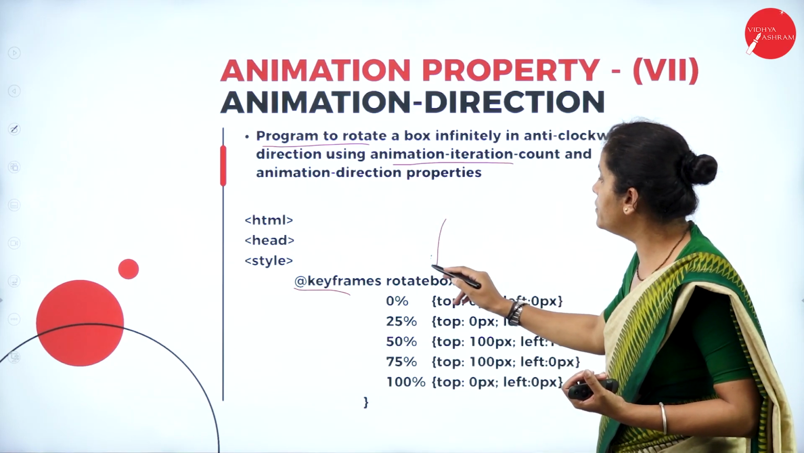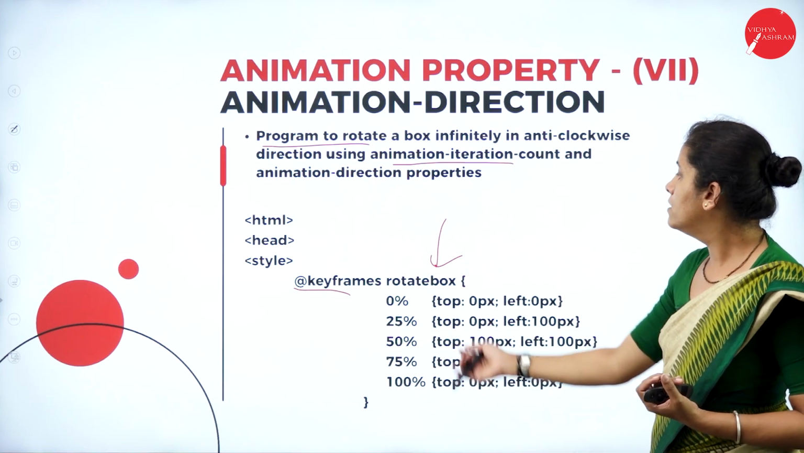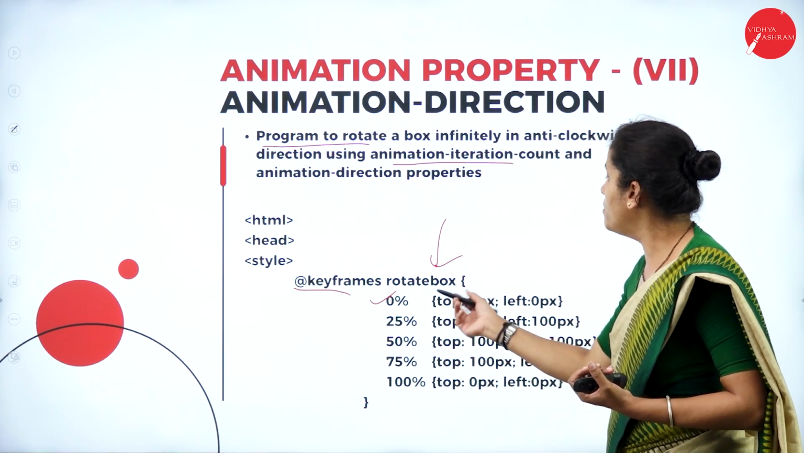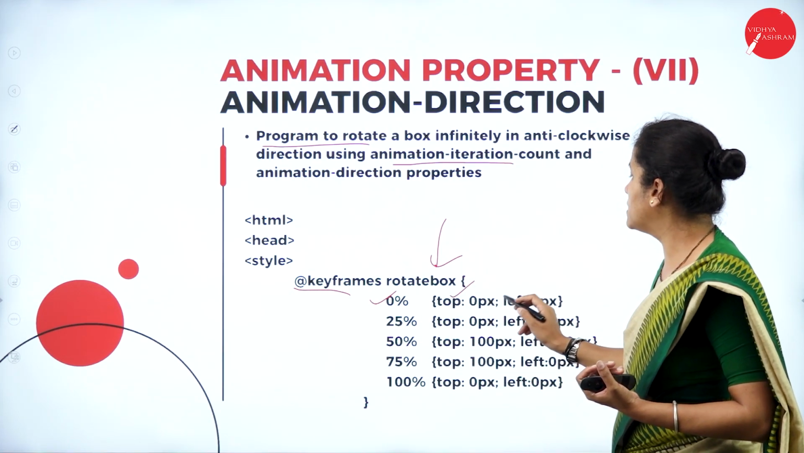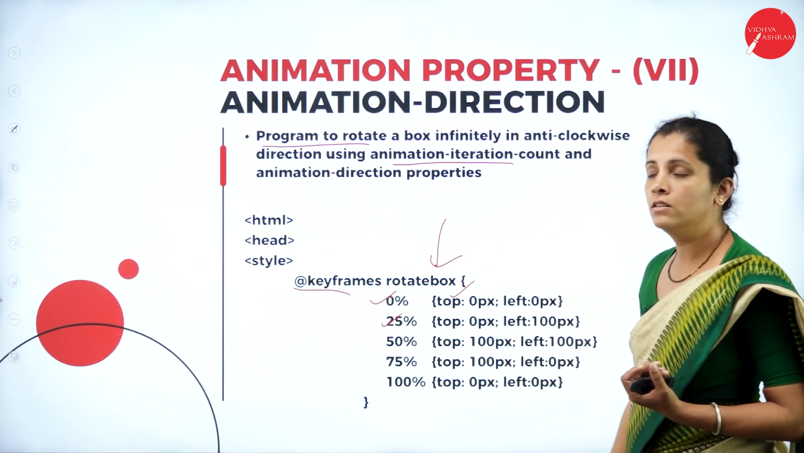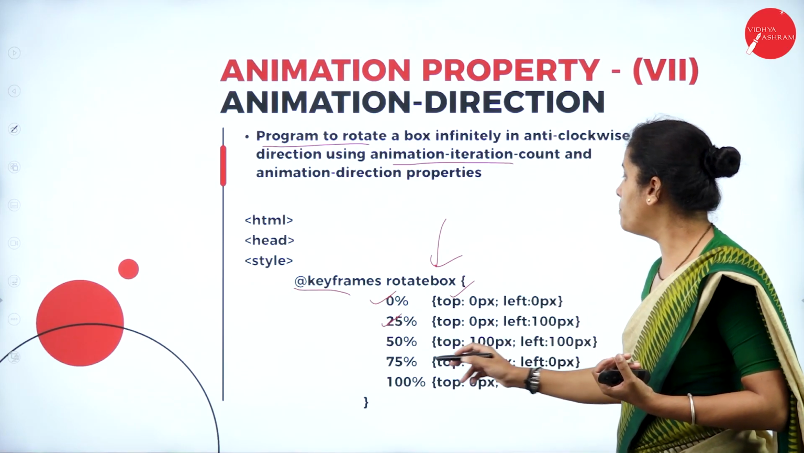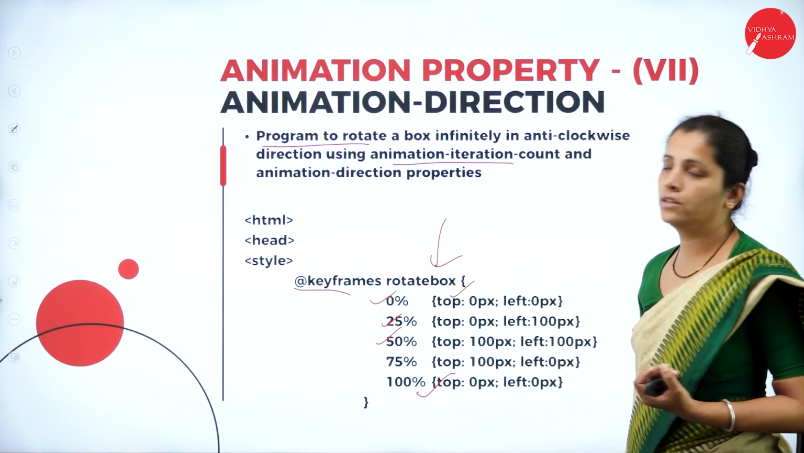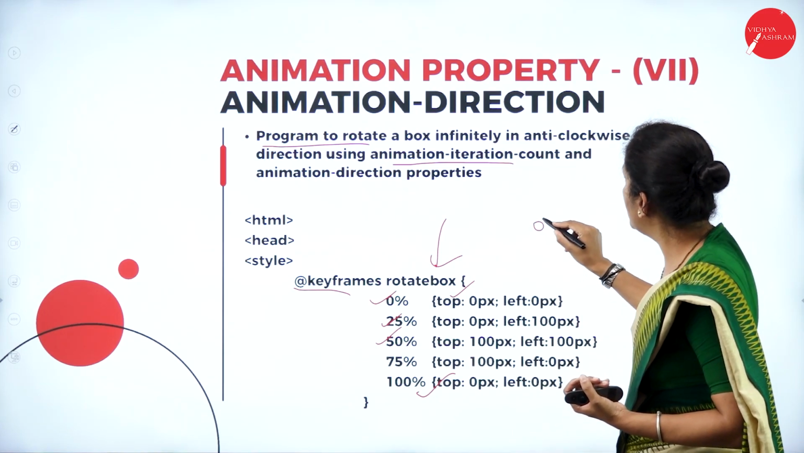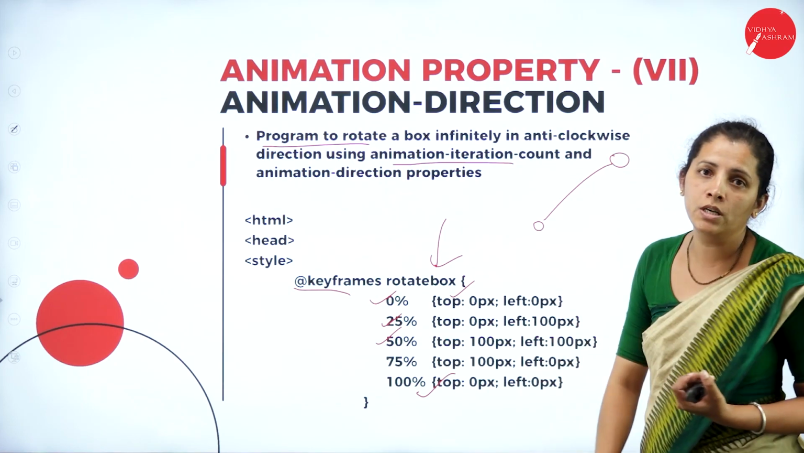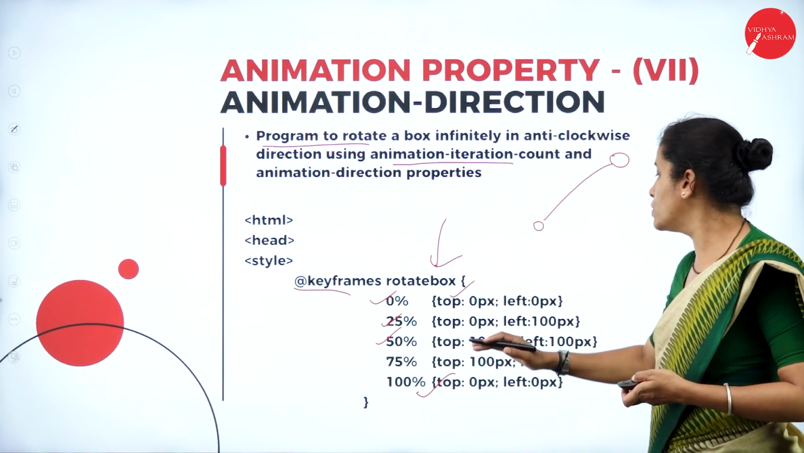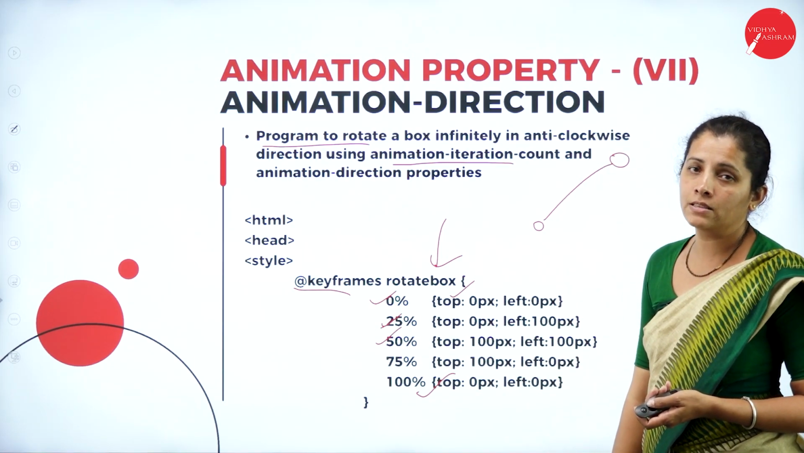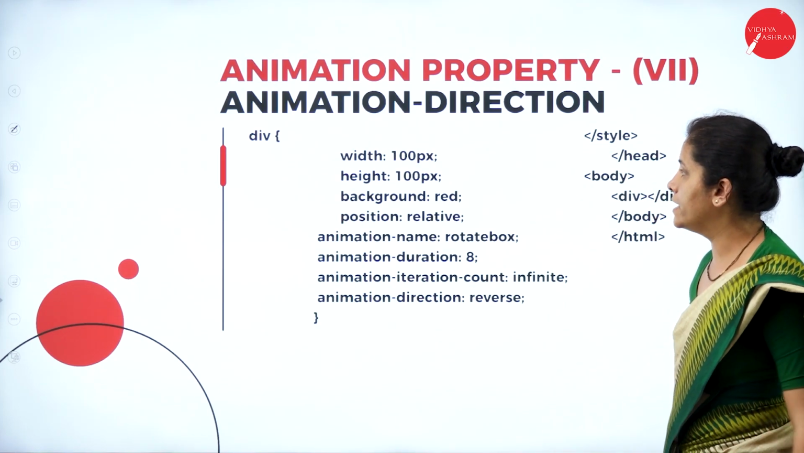The name of the animation is rotate box. From, that is top 0 pixel. Then 25%, 50%, 75% and 100%. So I'll start with 0 and gradually move towards the end state, and the 25%, 50% and 75% are the intermediate states.